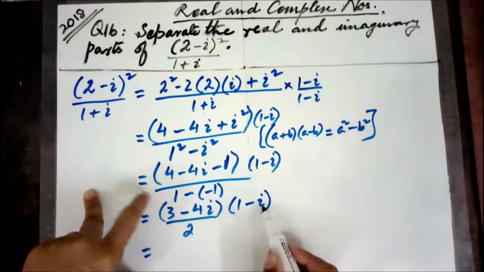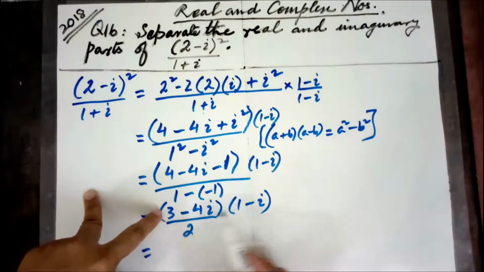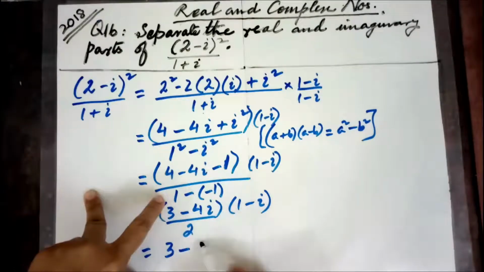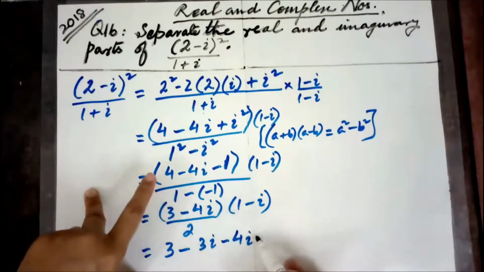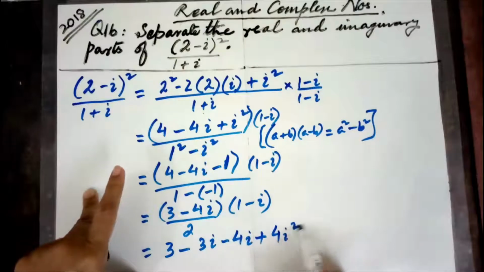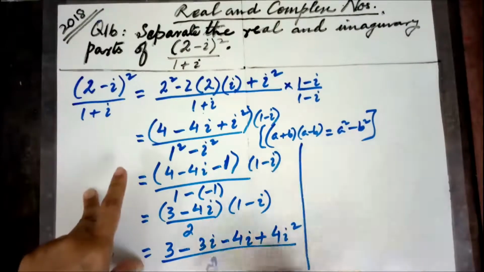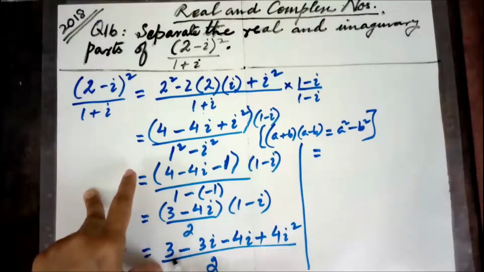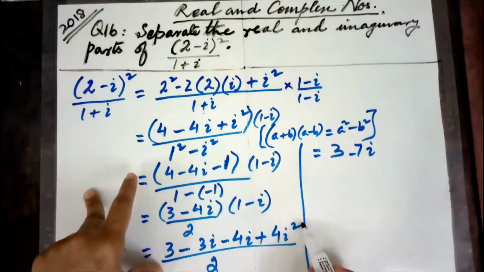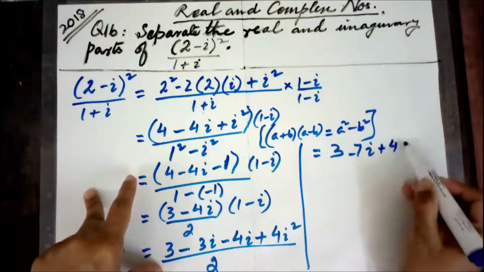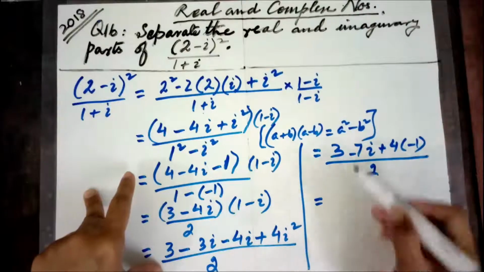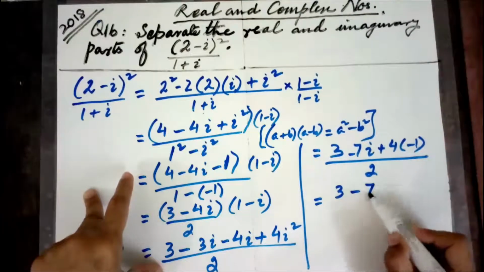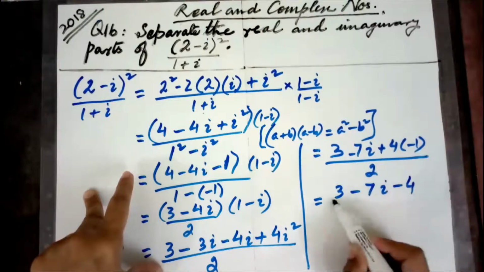Now we will multiply these two numbers. What would it be? 3 ones are 3, minus 3 iota, minus 4 iota multiplied by 1, that is minus 4 iota, and minus times minus is plus, that is plus 4 iota square. I will write here, over 2, this is 3 minus 7 iota plus 4 iota square. Iota square is minus 1. I will write over there 4 times minus 1. Now this is over 2. What would it be now? 3 as it is, minus 7 iota, plus minus 4, upon 2.